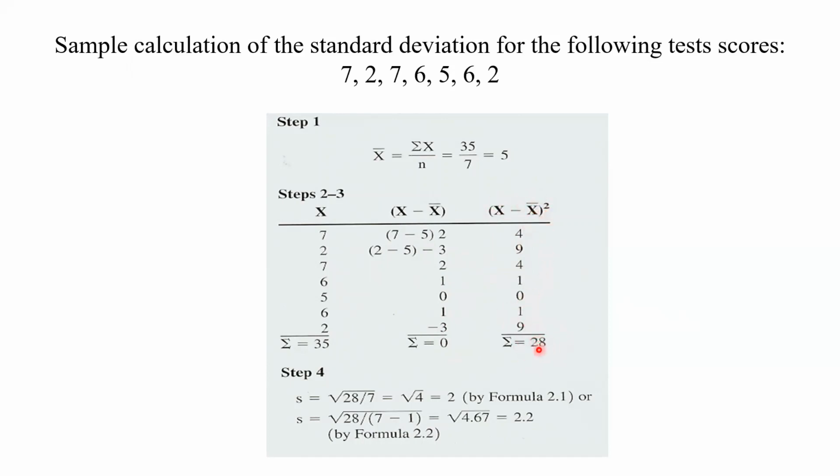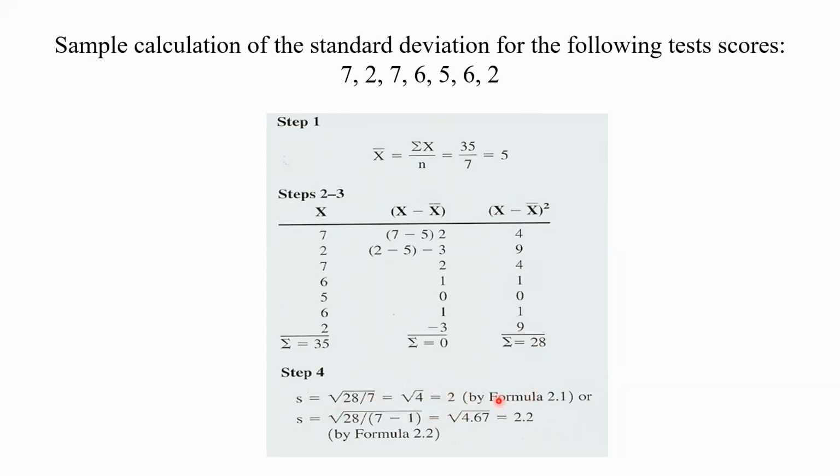Now, after this, you have to divide with what? You have to divide with the sample size. Okay, so if you divide 28 by the sample size, which is 7, you get 28 divided by 7, which gives you a 4. Okay, now the 4 will be the variance. However, to get the standard deviation, you do the square root, which will give you a 2. Okay, so the 2 will be our standard deviation.